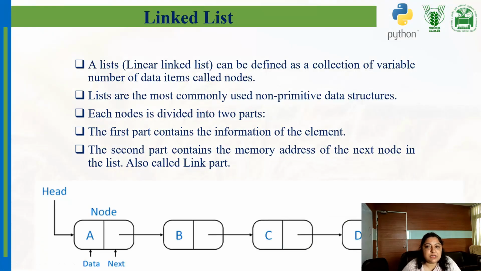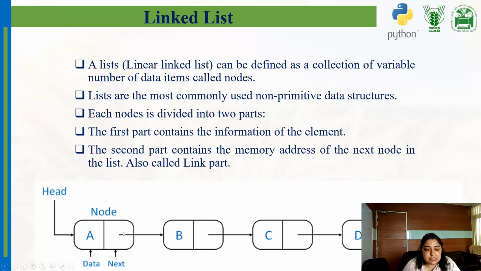Linked list is another data structure. In a linked list we are having different nodes, and this is your head node and this is your last node. On every node we are having two parts: this is your information part, or you can say data part, and this is your link part, or next part. In the link part, we can have the address of the next node.